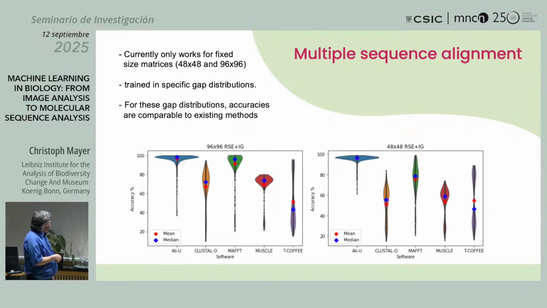It's better than, that's our AliUNet, that's Clustal Omega, that's the MAFFT software, MUSCLE and T-Coffee. You probably know these alignment programs. And this is the accuracy. And so this is more accurate than the other programs here on these gap distributions that they have been trained for.